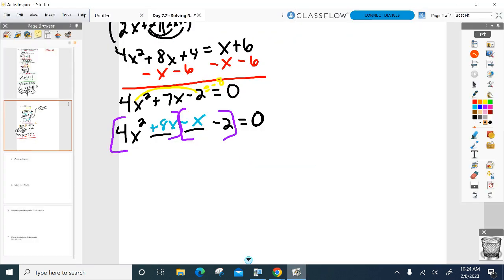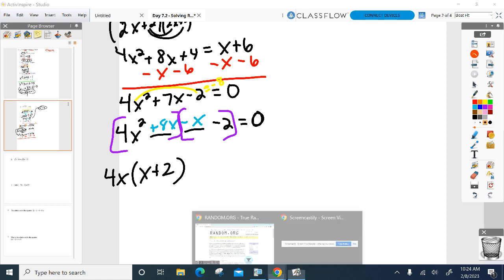GCF of the first one is 4x. 4x, what's left? x plus 8. Or x plus 2. And somebody did the exact same thing. Great minds think alike, huh?